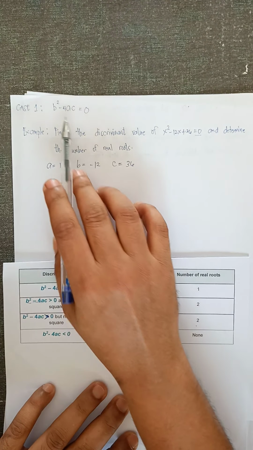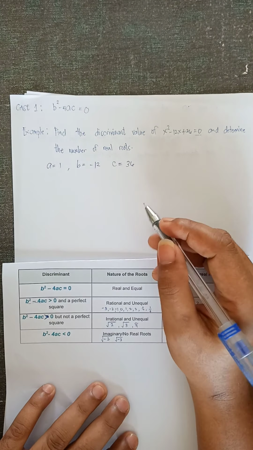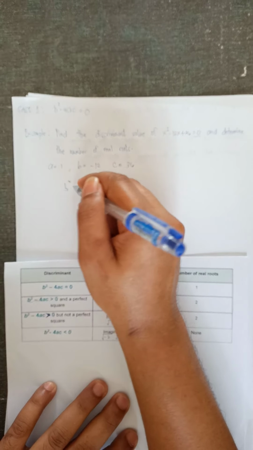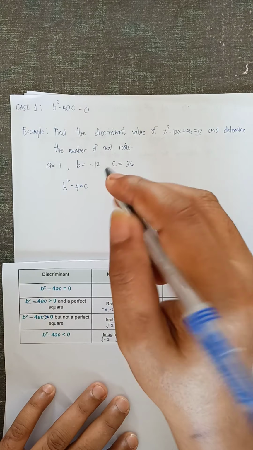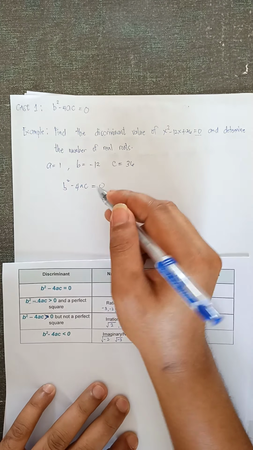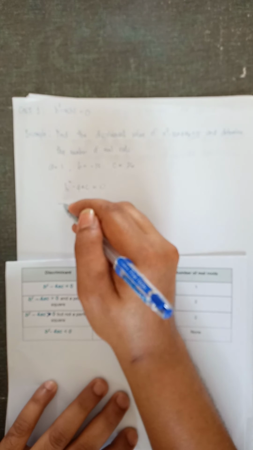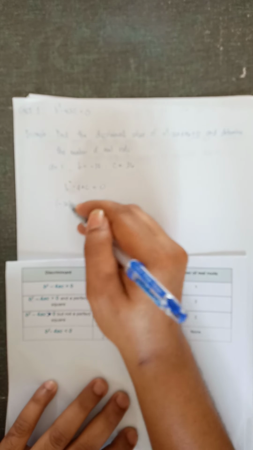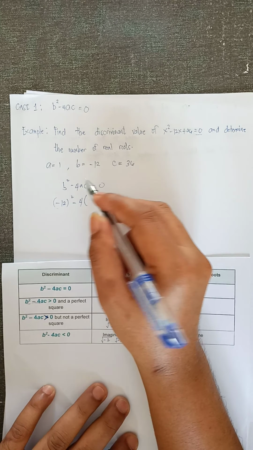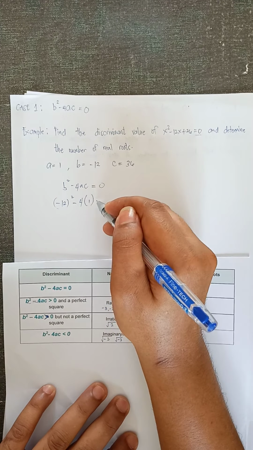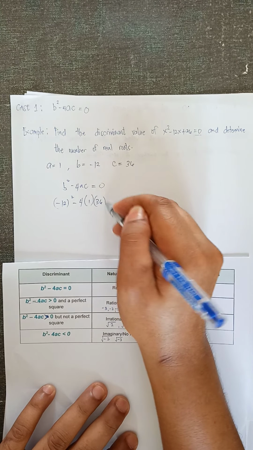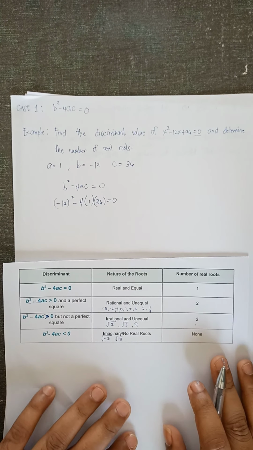Now we're going to use the discriminant formula. So we have b squared minus 4ac equals 0. Okay, so substitution. So our b is negative 12 squared minus 4. Our a is 1 and c is equal to 36. That is equal to 0.